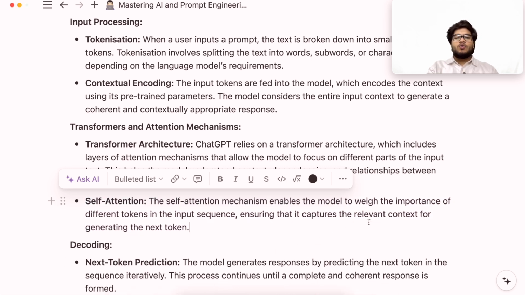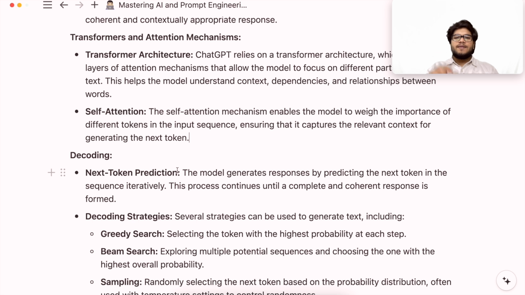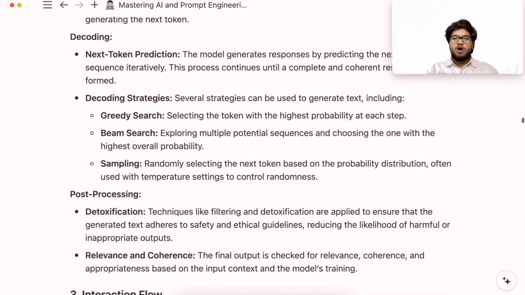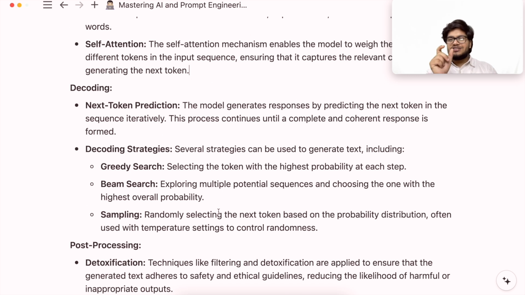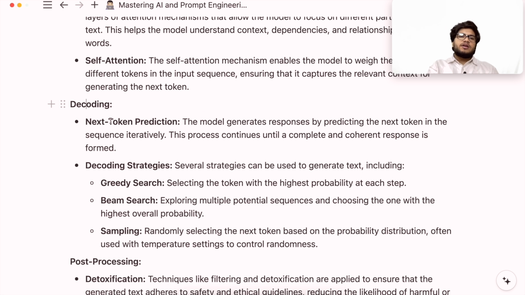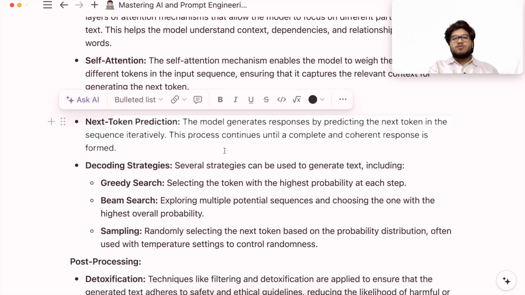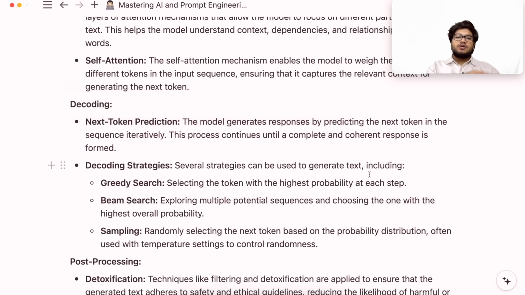Now, decoding. Next token prediction. The model generates responses by predicting the next token in sequence iteratively. The process continues until a complete coherent response is formed. As you have seen in ChatGPT, some words are there, then it takes a little bit of pause, then some words come up. So, why does it happen? Decoding. Next token prediction. The model generates responses by predicting the next token in the sequence iteratively, and till a good response is found, it does this.